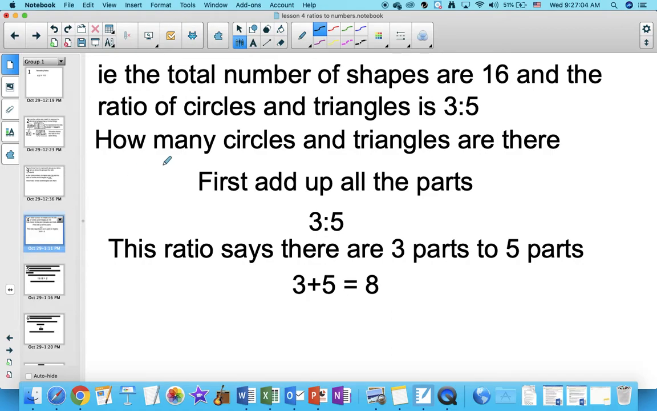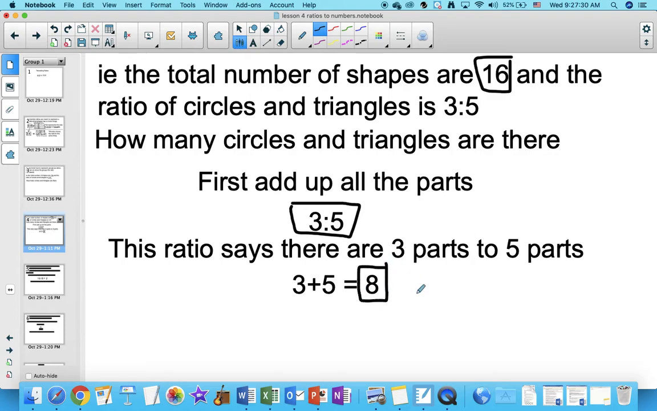So first step, we look at our total, right? We have our total, perfect. Then we add up all the parts of our ratio, right? We know our ratio is telling me there are 3 parts that are circles and 5 parts that are triangles, 3 to 5. So I'll add up my ratio, right? 3 plus 5 is now 8.